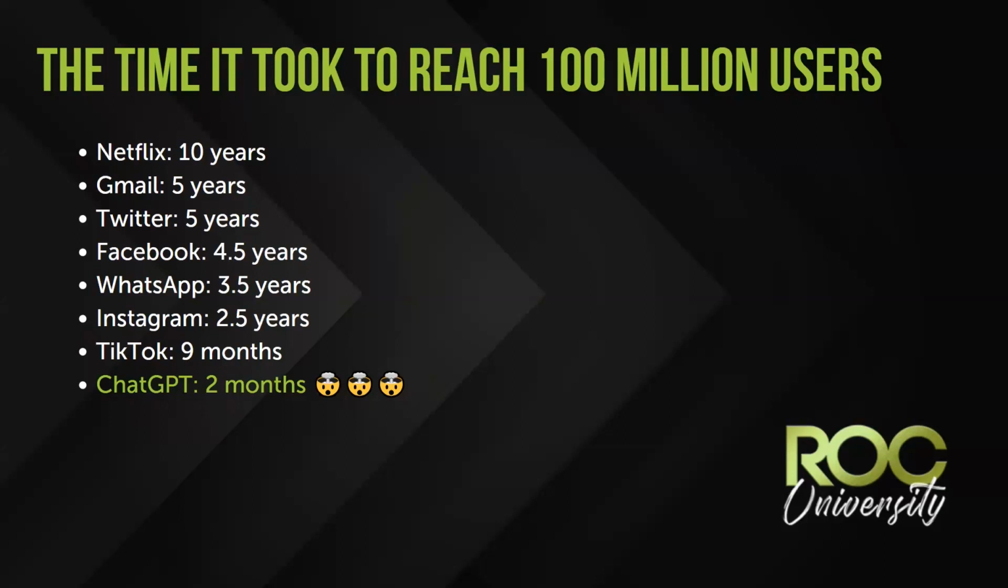Facebook is 4.5 years, WhatsApp 3.5 years, Instagram, one of my favorite platforms, 2.5 years, TikTok, astounding, 9 months. GPT, 2 months, 60 days to 100 million users, which is pretty insane. I think at that point is when they were like, it's time to monetize this, so we're going to charge $20 a month for the GPT-4 version.